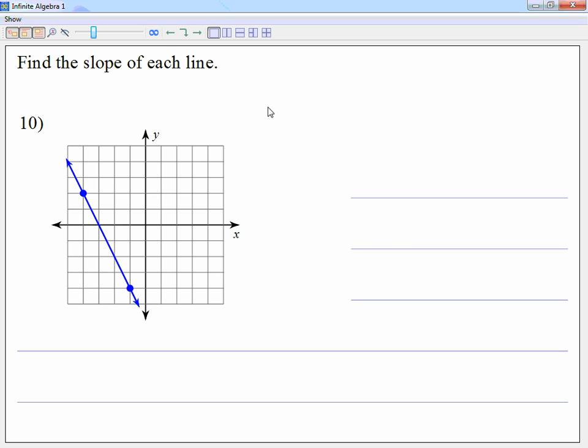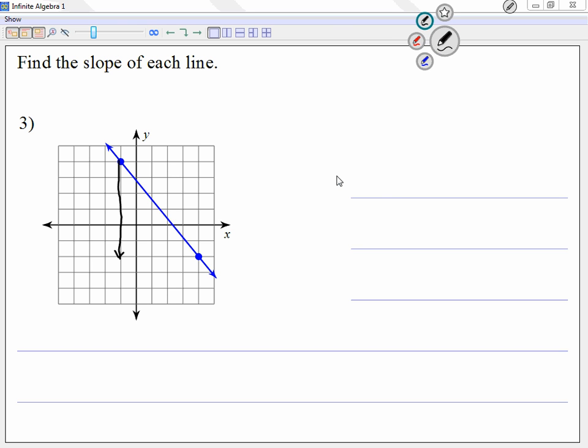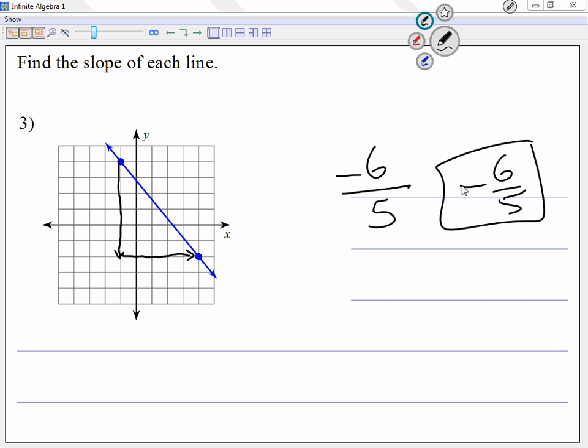Which one? 3. All right, looking at question number 3, I'm going to travel from this point. So first, I have to go down. I count how many spaces. I have to go down 6. So my fraction, I'm going to put a negative 6 on top. Then I travel to the right. So it's positive 5 in this case. Negative 6 divided by positive 5, we call that negative 6/5. Notice how I brought the negative to the front. If you leave it on the top with the 6, I'll be okay with it.